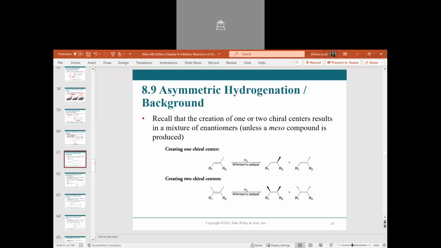So when we have this asymmetric hydrogenation, when we're creating one chiral center, we can result in a mix of enantiomers, right? Except for that one scenario where we would find a meso compound that was formed. So we have 2 scenarios here, both utilizing the Wilkinson's catalyst with this asymmetric hydrogenation.